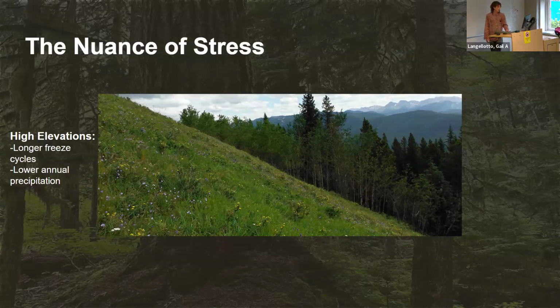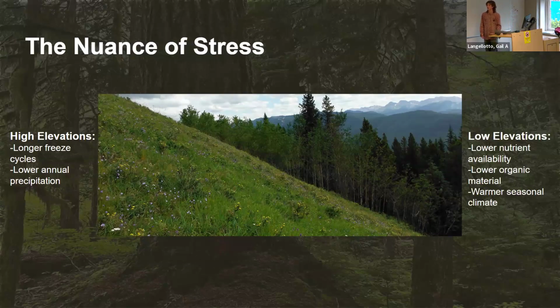Here he found that low elevation forests actually have lower nutrient availability, lower organic material, and then warmer seasonal climates. These forests get really hot during the summer. And so these are going to be unique abiotic factors that could really create a demand for mutualists at these low elevation forests.